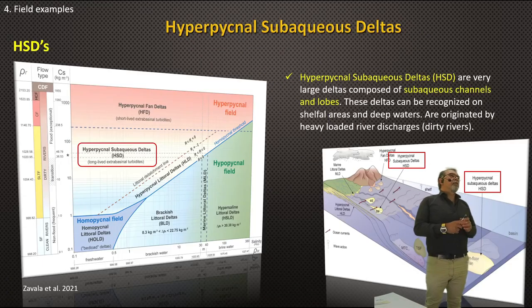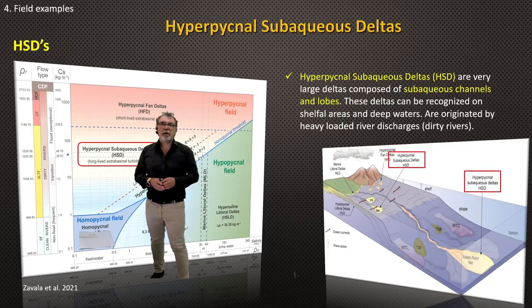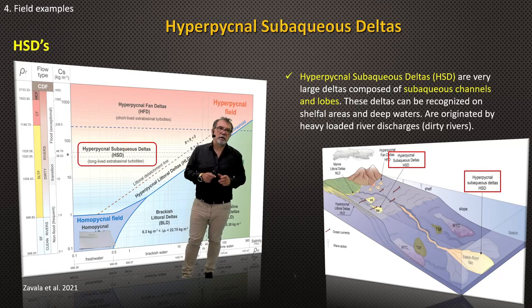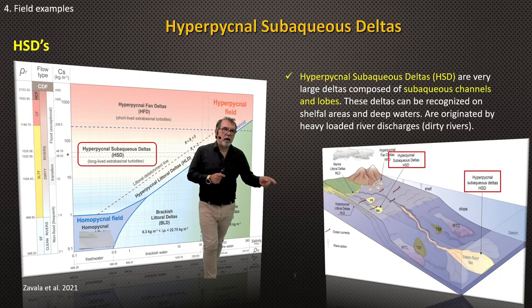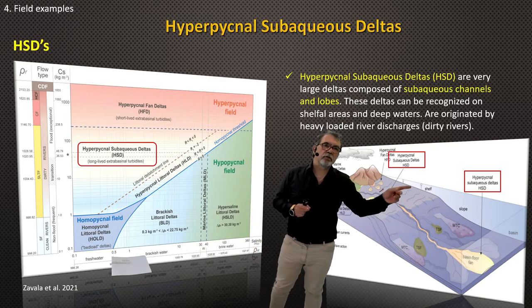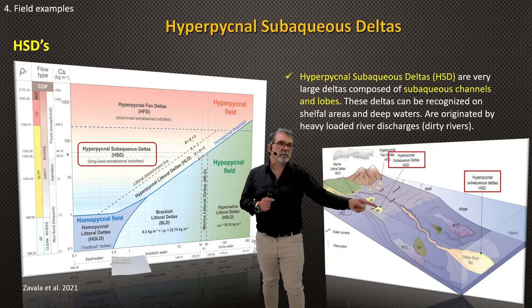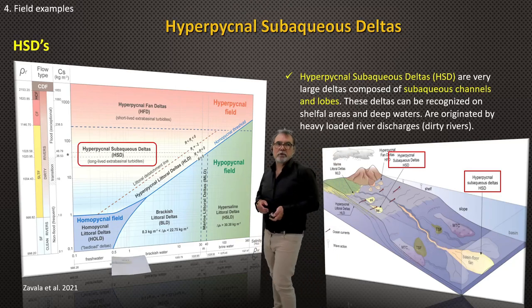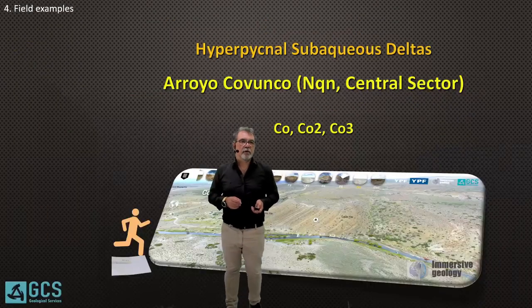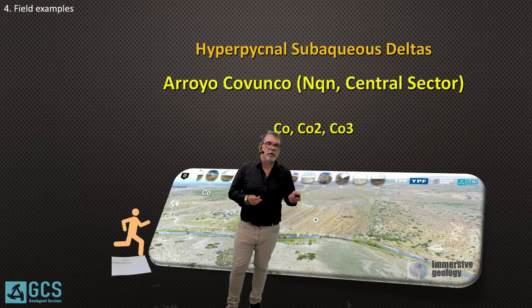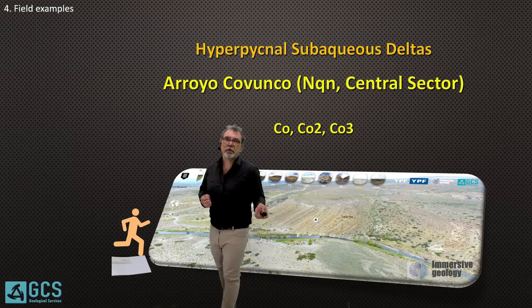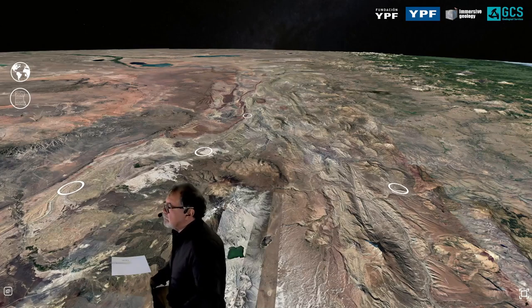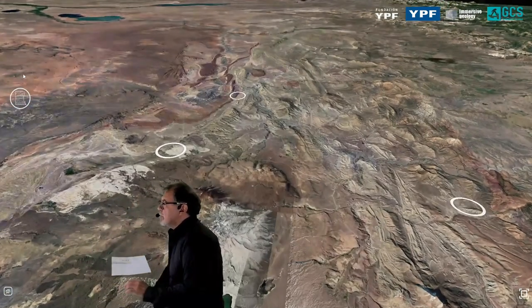Okay, now in the last part of this presentation we are going to see hyperpycnal subaqueous deltas. Hyperpycnal subaqueous deltas are some kind of extrabasinal turbidite and can accumulate the sediment in the shelf or also in deep water. So, very interesting for the filling of our basin. We are going to see a beautiful example in the Arroyo Cobunco area. For that we are going to move to the central part of the basin.